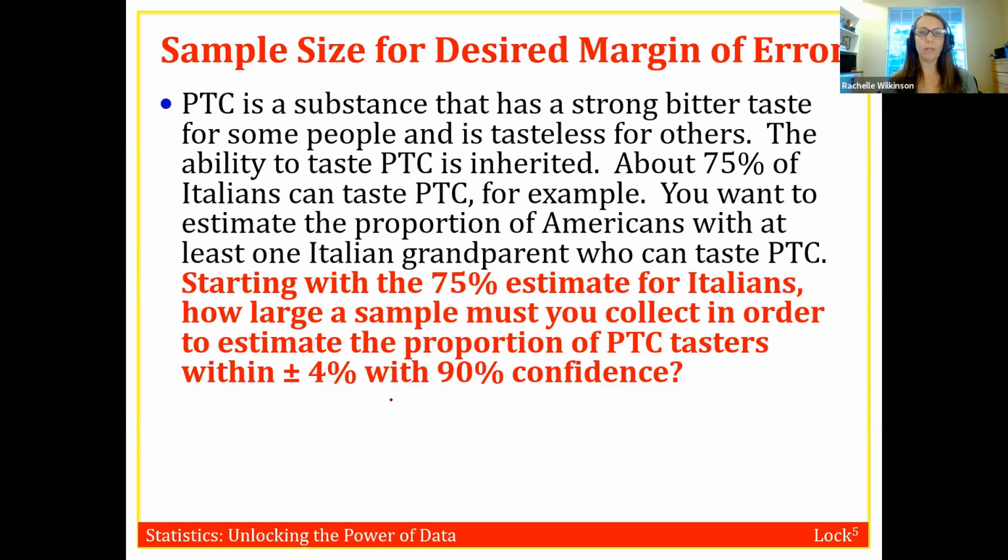The ability to taste PTC is inherited. About 75% of Italians can taste PTC, for example. You want to estimate the proportion of Americans with at least one Italian grandparent who can taste PTC. Starting with the 75% estimate for Italians, how large a sample must you collect in order to estimate the proportion of PTC tasters within plus or minus 4% with 90% confidence?